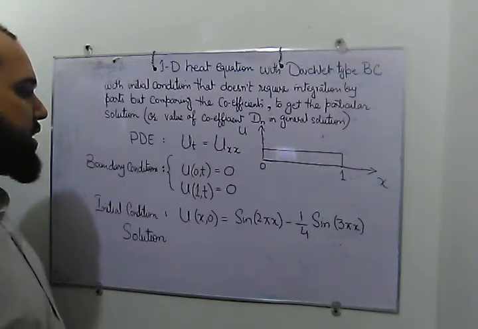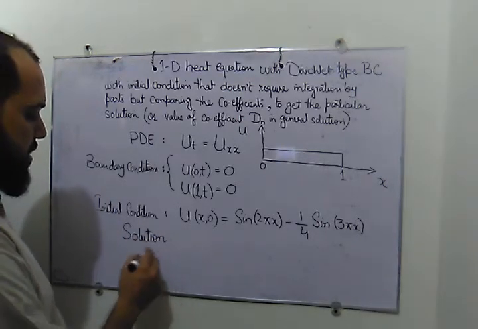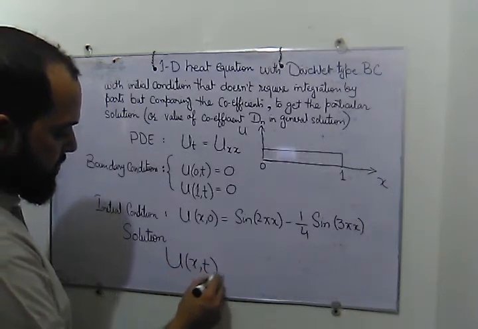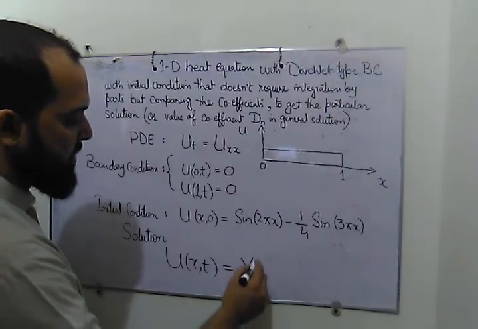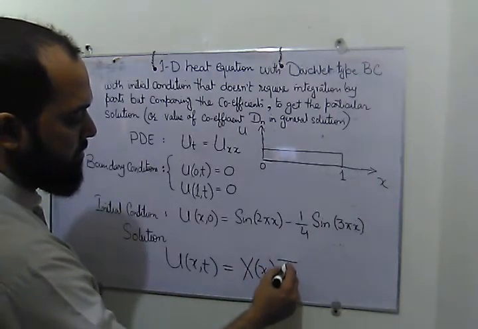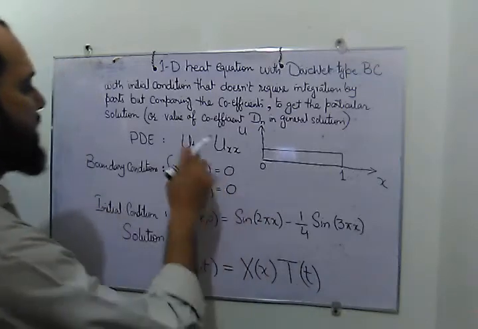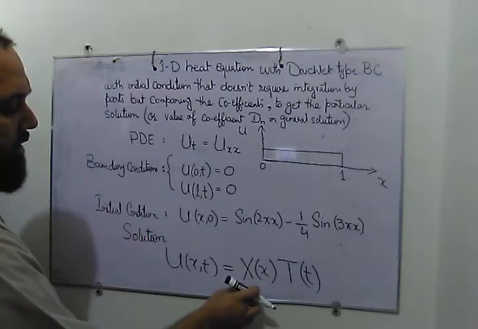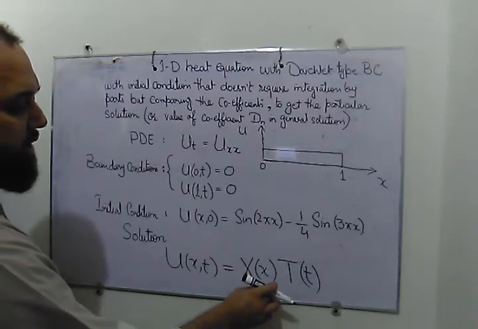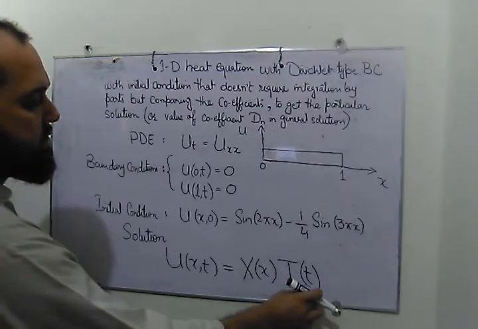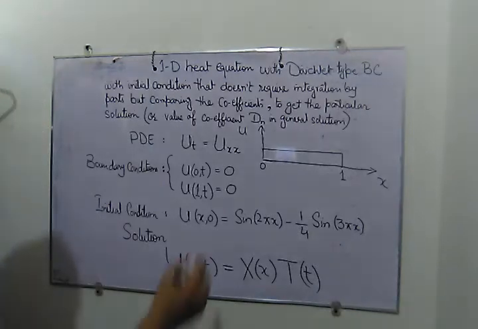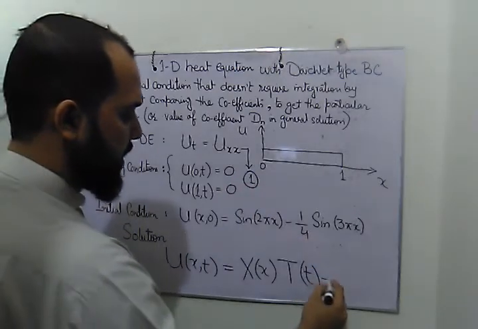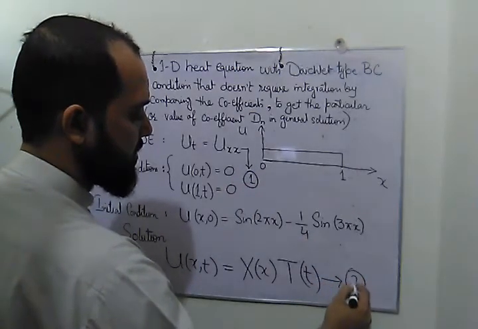The method of separation of variables has an assumed solution as a product of two independent variables. Here, for example, we have x and t, so we assume a capital X which is a function of small x, and a capital T which is a function of small t. We call our main equation equation number 1 and the assumed solution equation number 2.